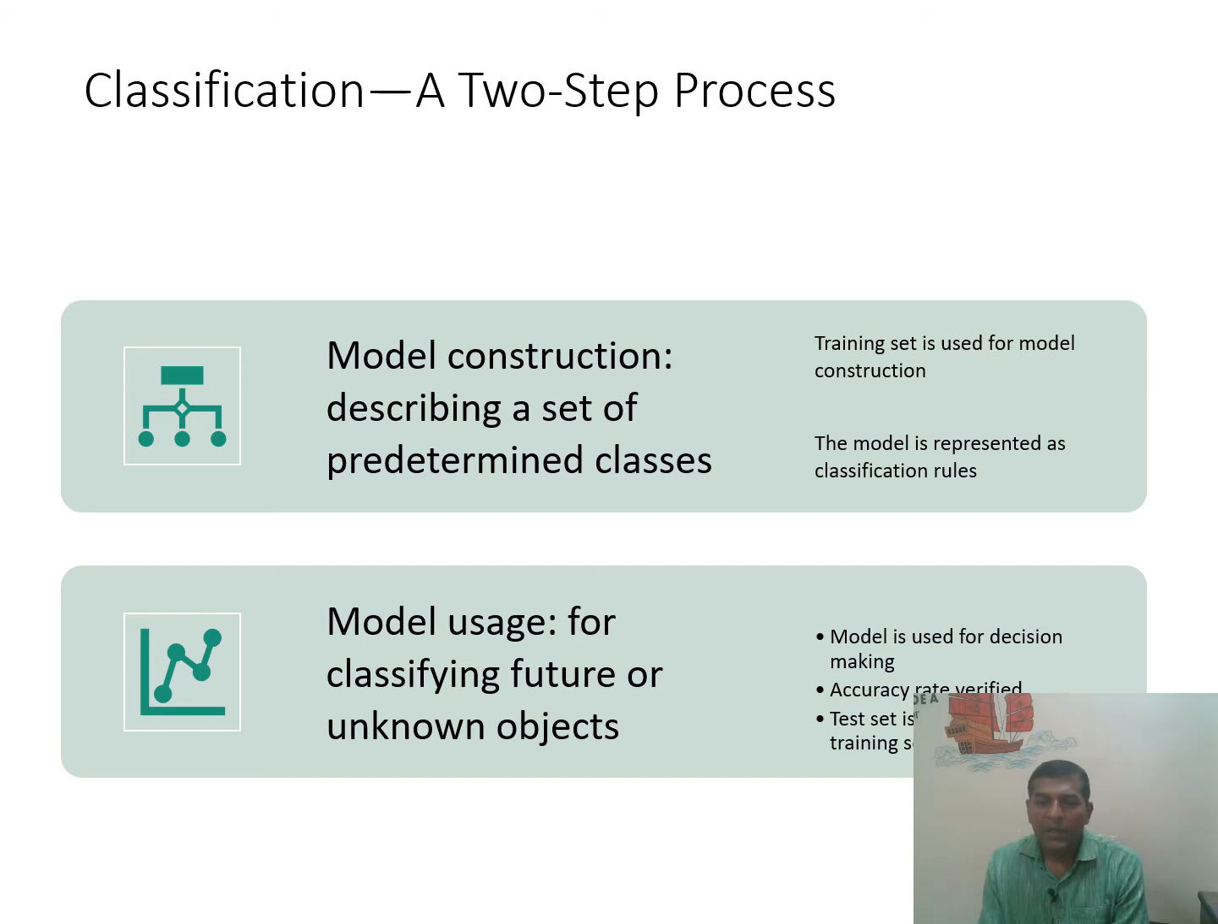Whenever we say classification, classification always has two different stages for the final implementation. These are also known as a two-step process. The first step is model construction, describing a set of predetermined classes.